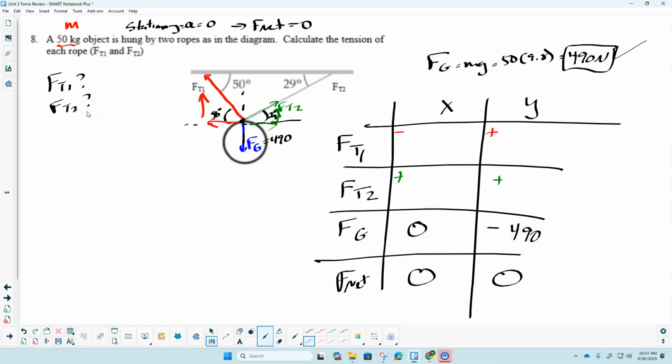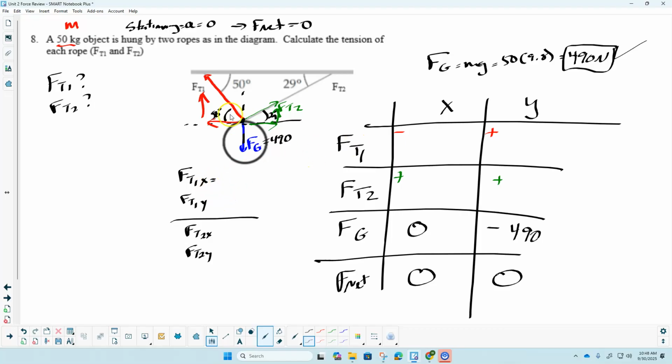So I'm going to have to do a little bit of a solving a system of equations approach. In this one, I need to find FT1 in the X, FT1 in the Y, and the same idea with FT2 in the X and FT2 in the Y.